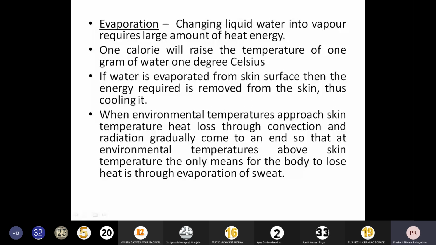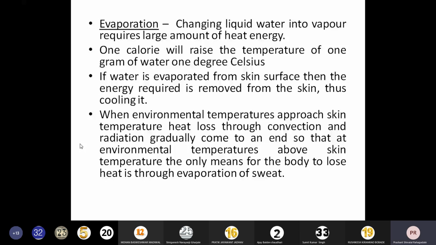And you will find that again, when environmental temperature approaches the skin temperature, मतलब 37 के आसपास, then the heat loss through convection and radiation gradually comes to an end. जैसे ही environmental temperature is coming around 37 degrees, you will find that whatever heat loss is there, that is now not due to convection and radiation.